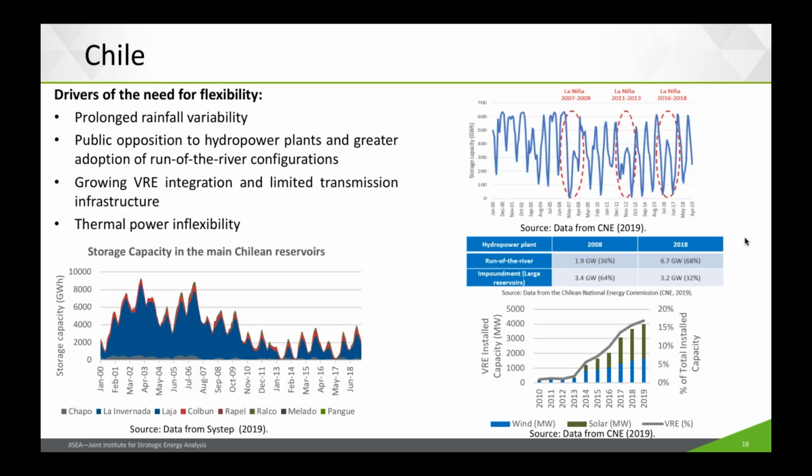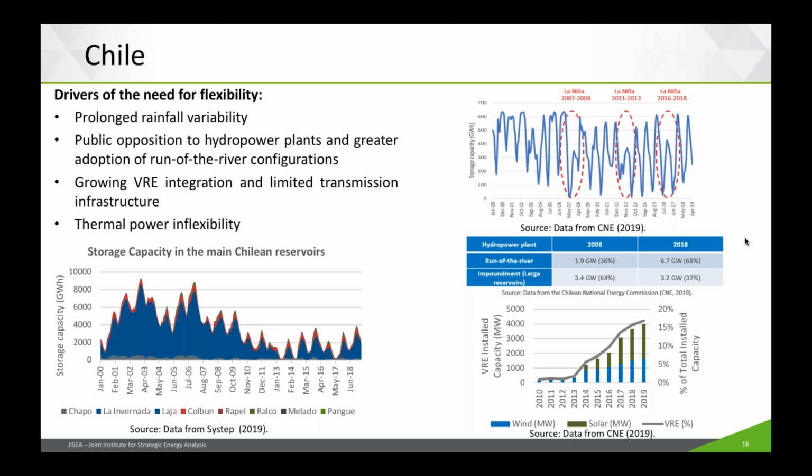Next slide. So here we show some of the drivers for the need of flexibility in Chile. We have the rainfall availability, seasonal and also long-term. Seasonal is mainly due to the La Nina phenomenon. We also have the increasing adoption of run-of-the-river power plants. This is very interesting data.